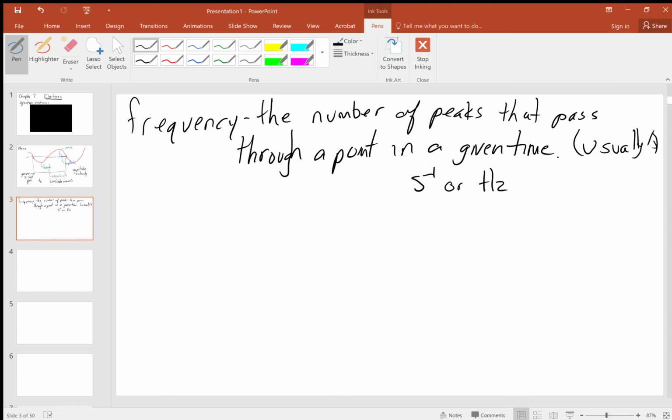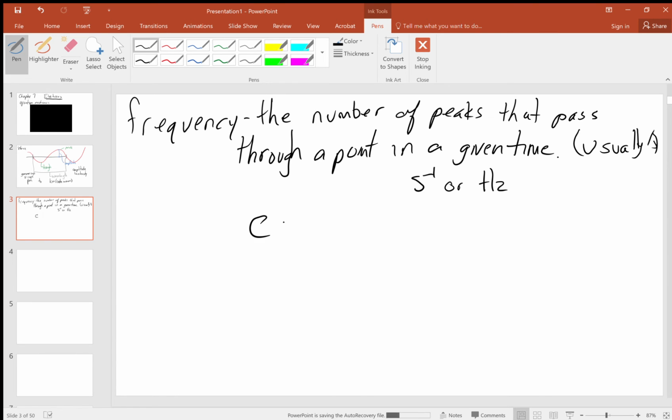Now, you might expect here, and it probably wouldn't be surprising, that if wavelength is the distance from peak to peak, or distance between 2 points on a wave, and that frequency is the number of peaks that can pass through a point in a given time, there's probably a relationship between frequency and wavelength. And that's what we find.